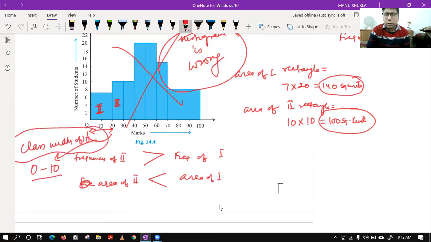The first way is you can try to make all the class widths 10. Then you will have 0 to 10, 10 to 20, and so on up to 70 to 80. But the problem comes in understanding how many are there between 70 to 80. Class, please tell me, if it is given that between 70 to 100 there are, how many? I think 8. Okay, right now it is given that between 70 to 100 there are 8 students.